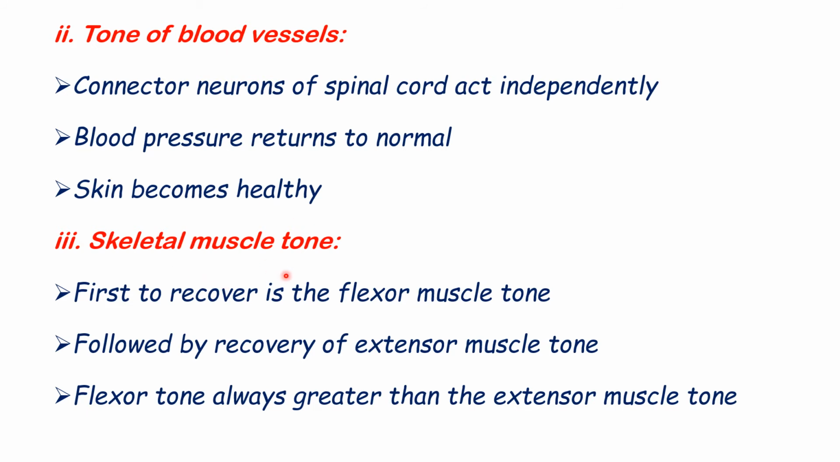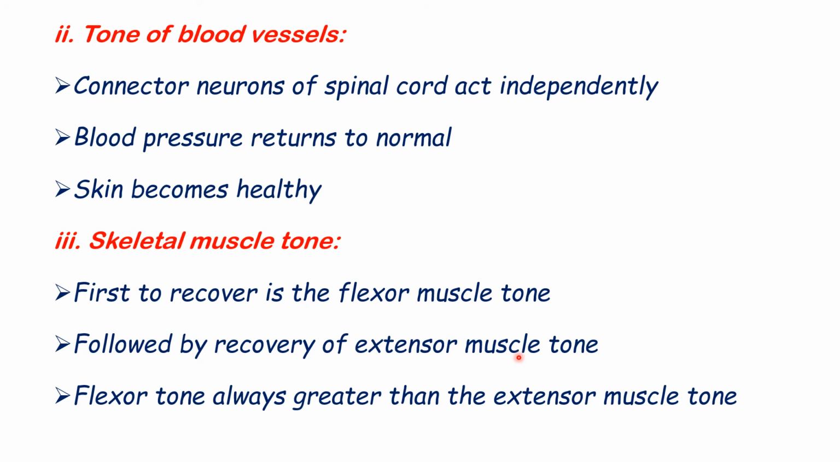After the recovery of the smooth muscle tone, the recovery of skeletal muscle tone occurs. Which muscles are the first to gain their tone? It is the flexor muscles. Then they are followed by the recovery of the extensor muscles. A very important thing is that here wasting of muscle doesn't occur. Why doesn't wasting occur? Because although the muscles are paralyzed, reflex activity is maintained. So there is no wasting of muscles.